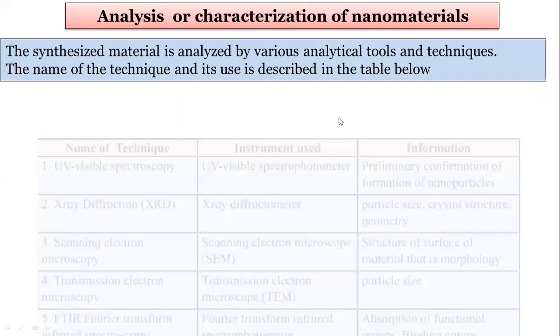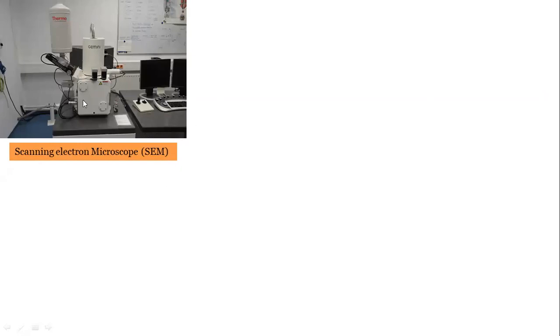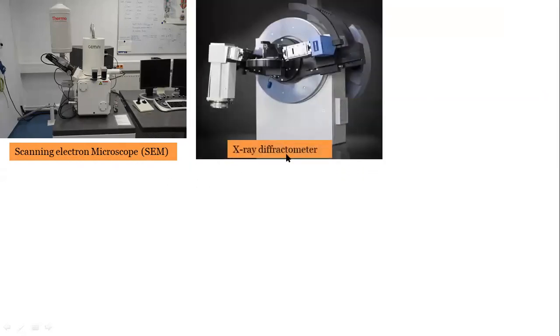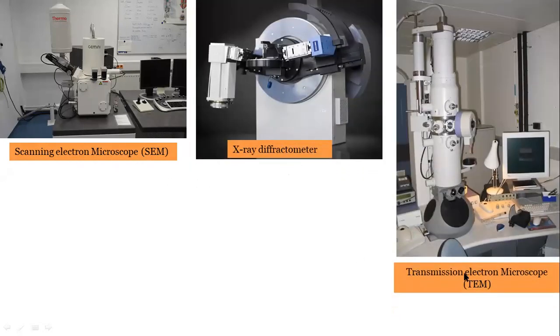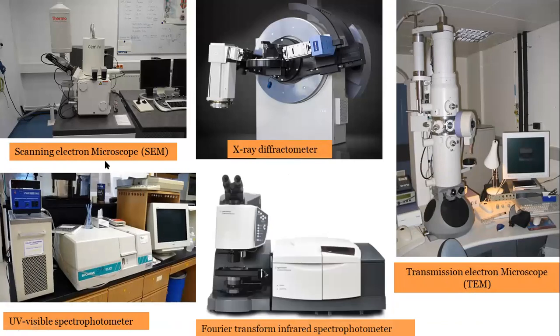And this part is also reduced: analysis and characterization of nanomaterials, means how the nanomaterials can be identified with these techniques. The names of the techniques and names of the instruments, and the information is given. Also I have given these different instruments which are used to identify. This is a scanning electron microscope, this is an X-ray diffractometer, then this is a transmission electron microscope, called TEM. Then this is a UV visible spectrometer. So this entire part is non-evaluative for this year due to this COVID situation.